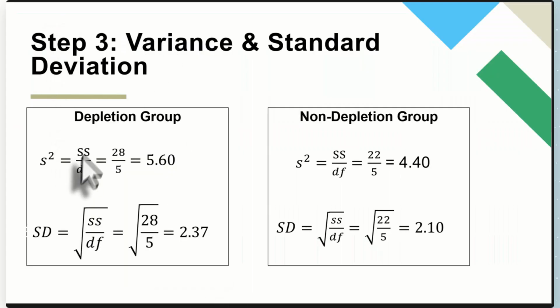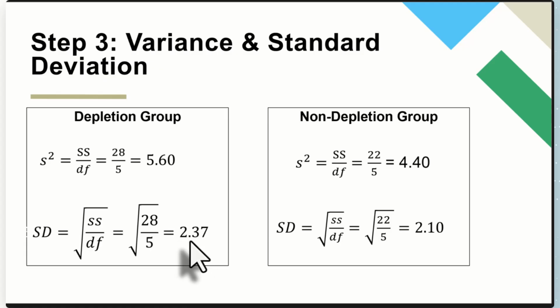So for our depletion group, the sum of squares divided by degrees of freedom, that's how we compute our variance. So it's 28 divided by 5. Our variance for the depletion group, or group 1, is 5.60. Then we do the same calculation, but now we're getting the square root. So it's the square root of the sum of squares divided by degrees of freedom, and that gives us 2.37.